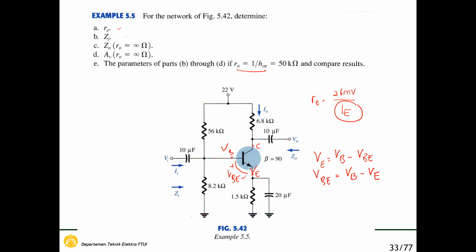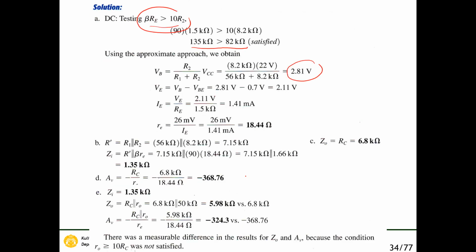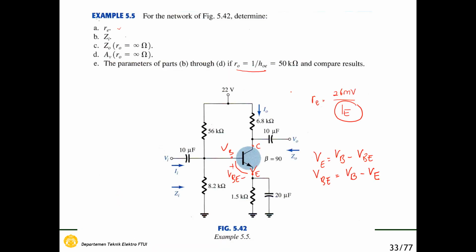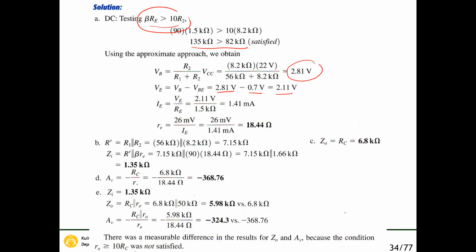Plus minus 0.7 in silicon. So we got that VE is VB minus 0.7, which is 2.11 volt. And then IE is VE per RE. Okay, so we got that VE is 2.11, RE is 1.5 kilo ohm. We got that IE is 1.41 milliampere.